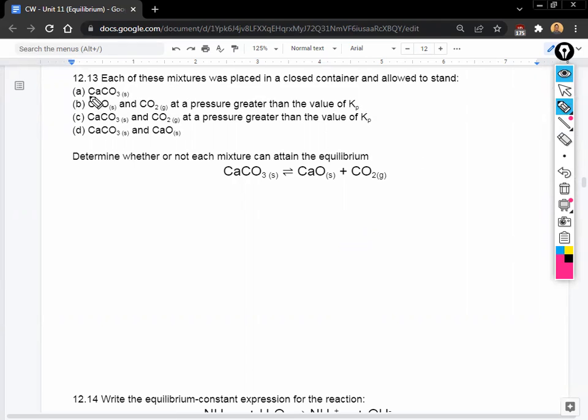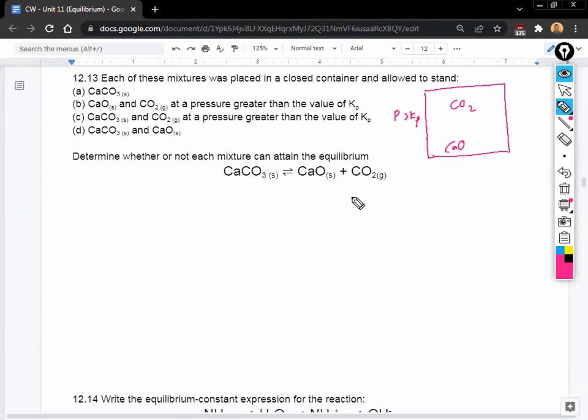So it says that each of these mixtures are placed in a closed container, and you just allow it to basically go to equilibrium if it can. So you got a container. In part A, it's saying that you put in only solid CaCO3, and then it's asking, will this go to equilibrium? Okay. In B, it's saying that you put a solid CaO and you put CO2 gas. The pressure is greater than the equilibrium constant for pressure. Will this go to equilibrium?